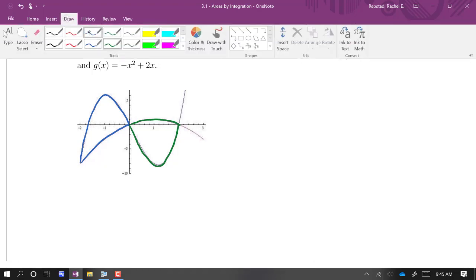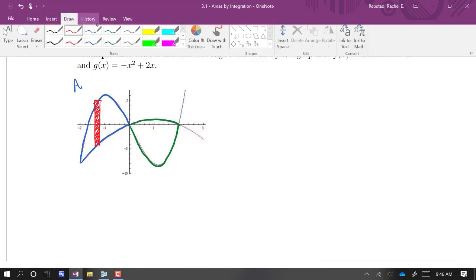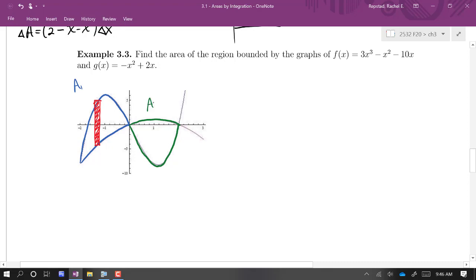So this part on the left, I'm going to call this A1. We'll find that area. And again, we'll see that vertical rectangles are how we want to go. Actually, I'm going to use a different color just to make it show up a little bit better. And I'll call this other region, we'll find that area, call it A2. And again, we're going to want to use vertical rectangles. And of course, when we use vertical rectangles, that means the width is delta x.